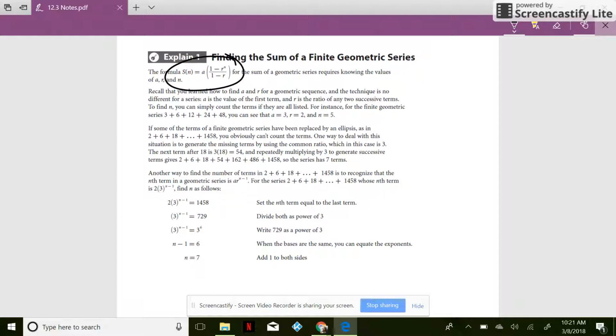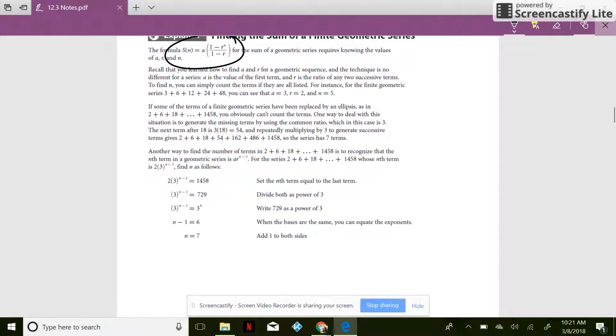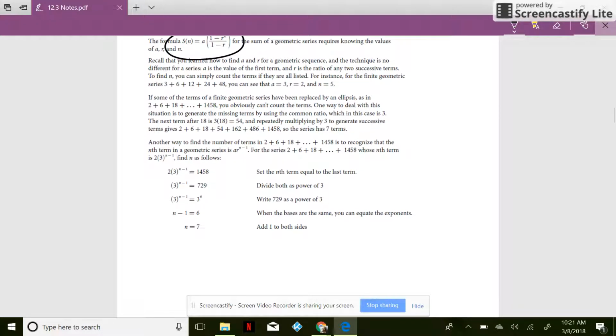Recall that you learned how to find a and r for a geometric sequence, and the technique is no different for a series. A is the value of the first term, r is the ratio of any two successive terms. To find n, you can simply count the terms if they are listed. So for instance, the finite geometric series 3 plus 6 plus 12 plus 24 plus 48. You see a is 3, the common ratio is 2, and the number of terms is 5.